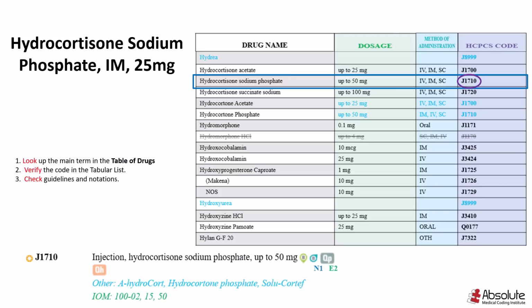And yes, we have J1710 coding for injection, hydrocortisone sodium phosphate, up to 50 milligram. And J1710 is your correct answer. Wonderful coding. You all did a great job. Let's do one more scenario on the drugs.